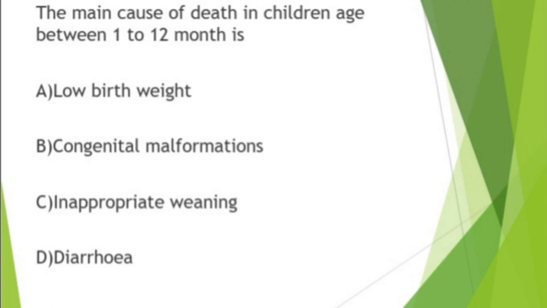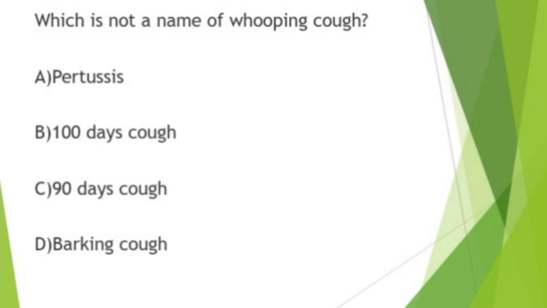The main cause of death in children aged between 1 to 12 months is: option A low birth weight, option B congenital malformations, option C inappropriate weaning, option D diarrhea. Children aged between 1 to 12 months are called infants. The main cause of death in infants is diarrhea. Correct answer is option D, diarrhea. Children below 1 month of age are called neonates. The main cause of death in neonates is low birth weight.